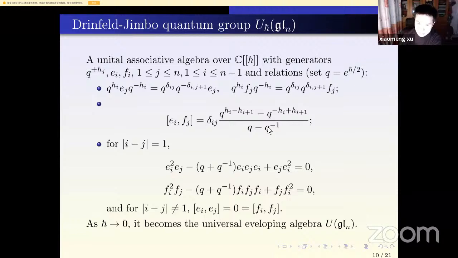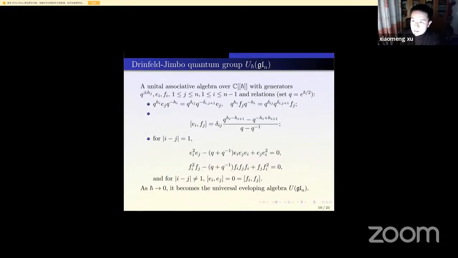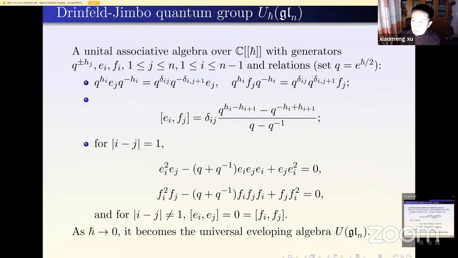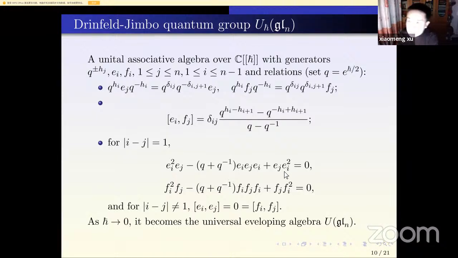So these first two relations. The most important relation is the third one, the quantum Serre relation. If we look at, for example, this E_i squared E_j and so on, we will find out that as q equals one, it becomes the classical Serre relations for the classical Lie algebra gl_n. But here we replace a coefficient two by the hyperbolic function sinh. So this is how we deform the Serre relation. So this is the so-called quantum Serre relation. This is the most important relation in these quantum groups.